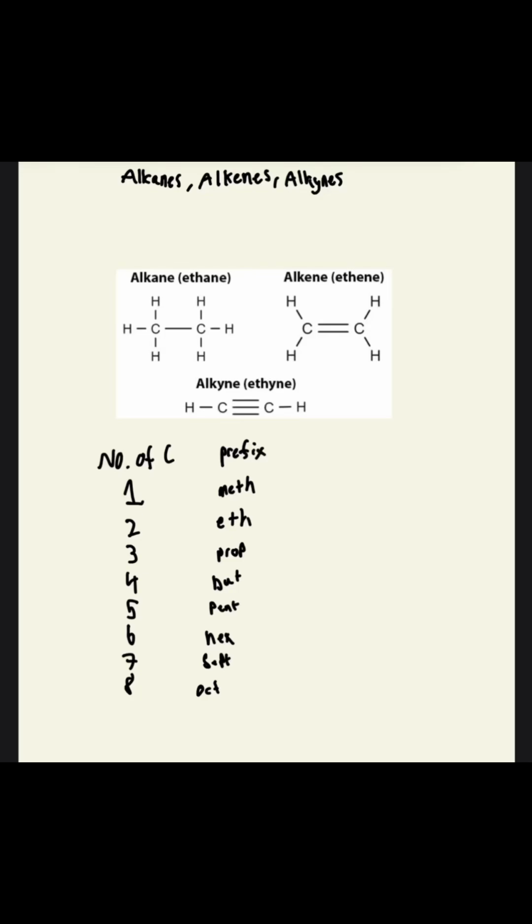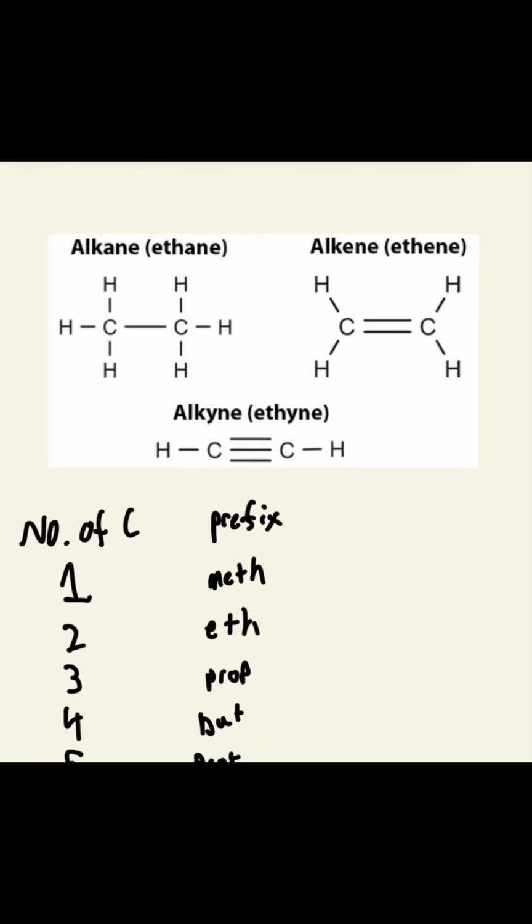Alright, hello everyone. Today we're going to be talking about alkanes, alkenes, and alkynes, and what they are structurally, what they look like, and also how to name them. So have a look at this structural diagram here, and as you can probably see, the difference between them is the type of bonds that they have.